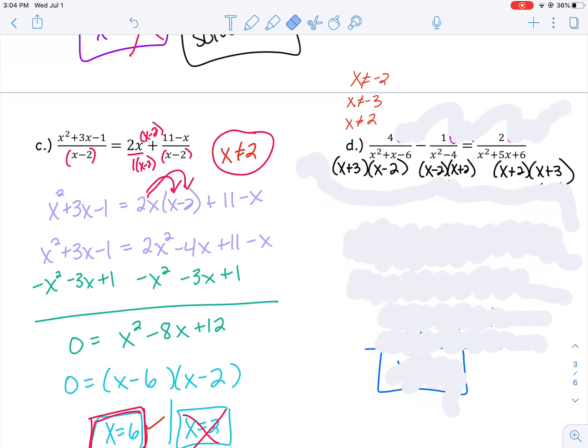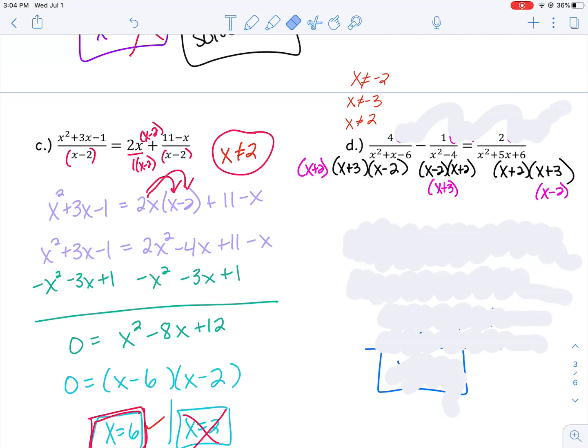All right, here we go. Let's keep solving. Let's make sure that everybody has a common denominator, so let's look for factors that are missing in each denominator. In the first denominator, I have an x plus 3 and an x minus 2, but it looks like I'm missing an x plus 2, right? In the middle denominator, it has a minus 2 and a plus 2, but it's missing that x plus 3. And in my last denominator, I have a positive 2 and a positive 3, but I'm missing an x minus 2.